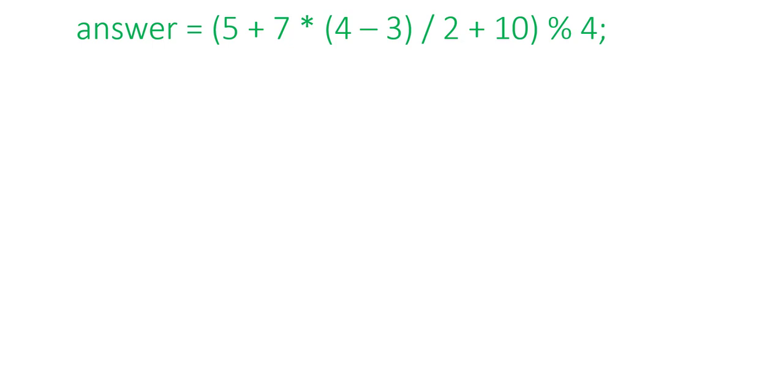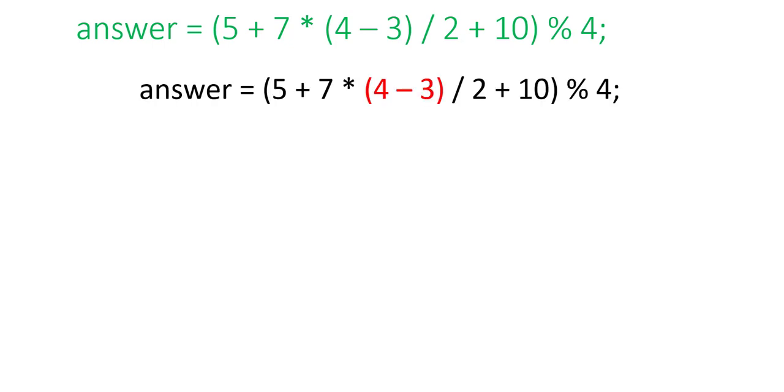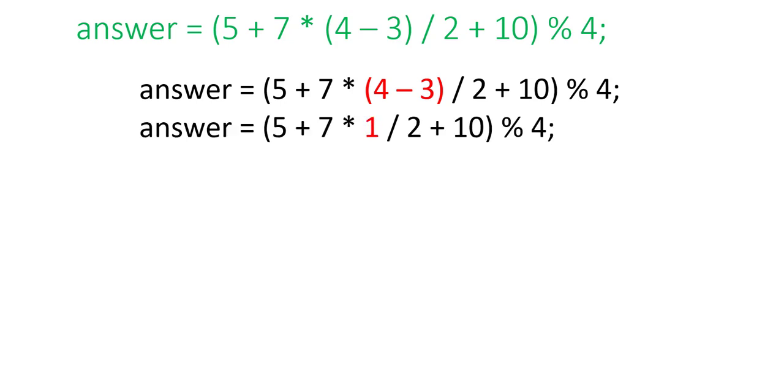Basically, the hint is trying to figure out whether or not we're going to do addition, subtraction, multiplication, division, or modulus first. So remember, always look for parentheses first, so the very first thing we're going to do is the 4 minus 3. So if we go ahead and do that, we get a 1. Perfect. Now what's the next thing we're going to do?